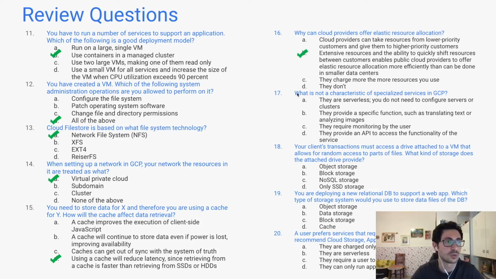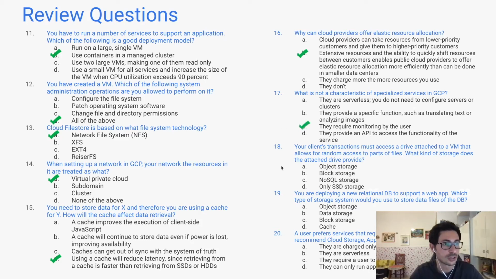What is not a characteristic of specialized services in GCP? They're serverless. No, this is a characteristic, so no. They provide a specific function. This is also true, so here we're asking for not, so it's not the answer. They're requiring monitoring by the user. This is not a characteristic because they're serverless. You don't have to do monitoring. It is done by GCP in case for you. They provide an API. This is true, so it's C.